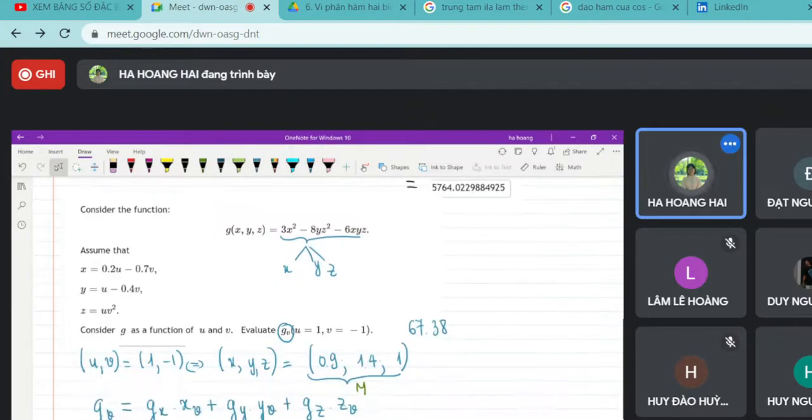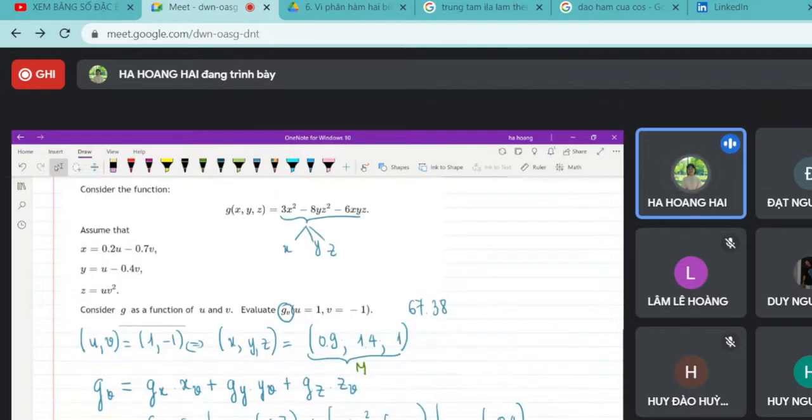Okay, and finally we have the derivative of z with respect to v. This is we have plus minus 16yz, right? And minus 6xy. We replace M here and multiply with the derivative of z with respect to v, which is 2uv, and in this function 2uv we replace u by 1 and v equal to minus 1.